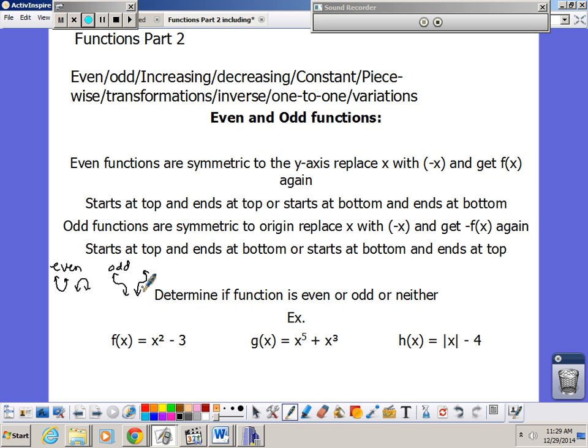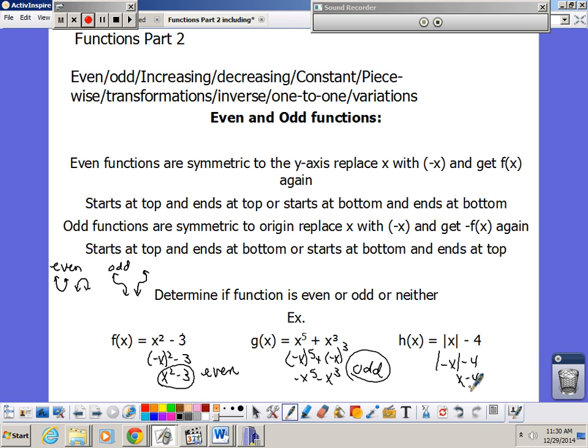Okay, so we're going to take out the x and put negative x in: negative x squared minus 3. So we get x squared minus 3. We ended up with the same thing that we started with, so it's even. Next, we put in negative x to the fifth plus negative x to the third, which gives me negative x to the fifth minus x to the third, which is everything's opposite, so it's odd. If I put in negative x, absolute value minus 4 is absolute value of x minus 4. It's back to the original again, so it's even.